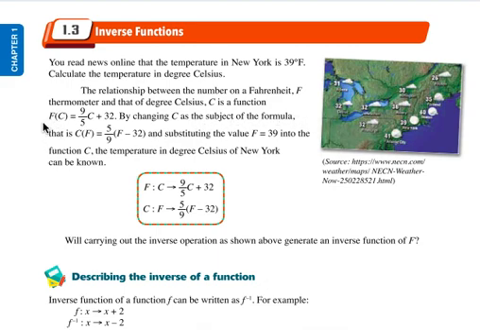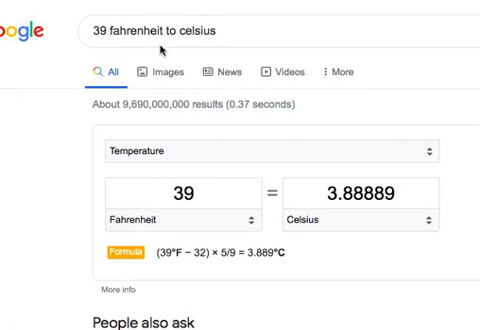So meaning this is F. Now, terbalik (reversed), C comes out. So it becomes a Celsius function. So these two have a relationship. Okay, let's see if I find in Google, if I substitute the 39 Fahrenheit, how many Celsius? We get 3.889 Celsius by using this formula.